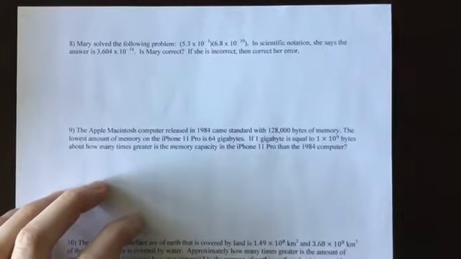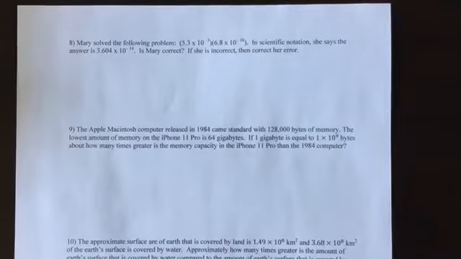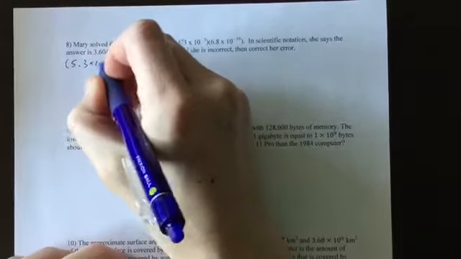Mary solved the following problem. 5.3 times 10 to the negative third times 6.8 times 10 to the negative 10th in scientific notation. She says the answer is 3.604 times 10 to the negative 14th. Is Mary correct? If she is incorrect, then correct the error. Well, we don't see her work, so I can't tell what the error is, so I'm going to have to do it myself to see if she is correct or not.